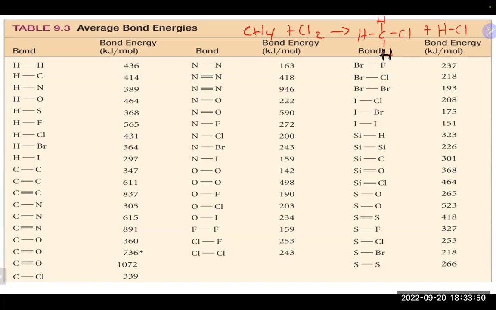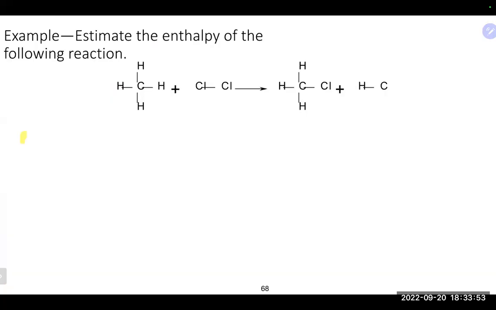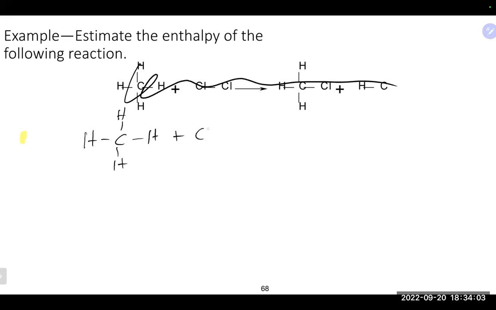Basically, in this situation, if you're not sure, you should draw the Lewis structures, which are very badly drawn here, so we'll redraw them. You really want to make sure you draw the Lewis structures if you're not sure what things look like. You may just want to draw them so you can visually see all the bonds that are being made and broken, so you don't miss any along the way.